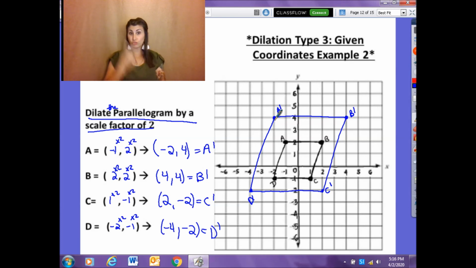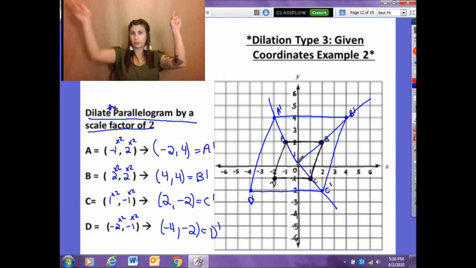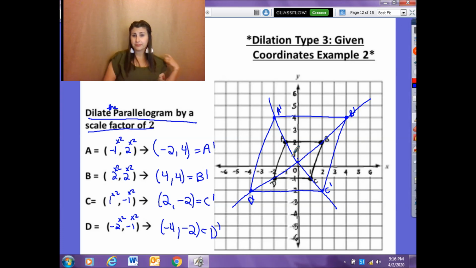Okay, twice as large. And if you're thinking about that ray, look. It makes sense, right? They all line up. The vertices line up. Now, do you need to draw that on your papers? No. Okay. All right, next slide.